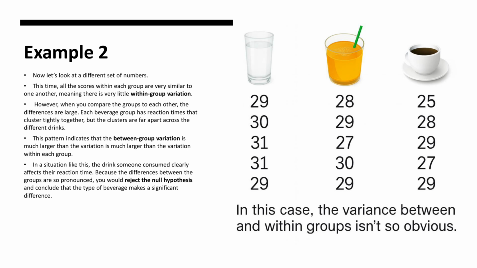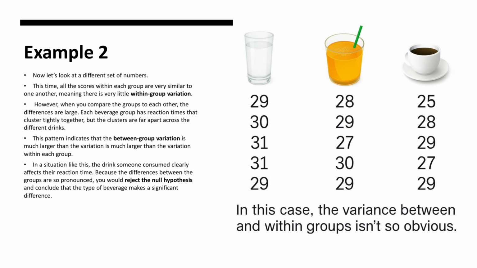Now look at the juice group. 17, 18, 19, 19, 20. Again, the scores are tightly clustered. Individuals in this group behave very similarly. This also indicates low within-group variation. Finally, look at the coffee group. 10, 11, 12, 12, 13. Once again, the values are close together, showing very little variation within the group.